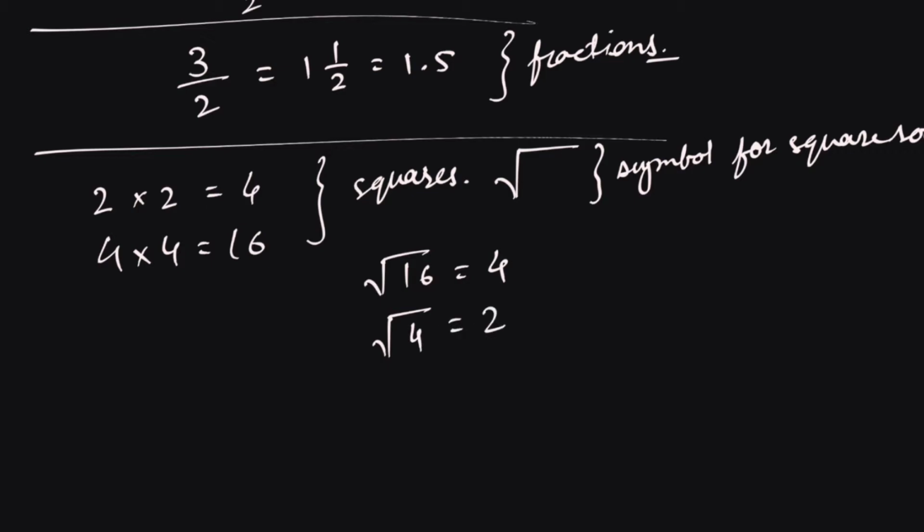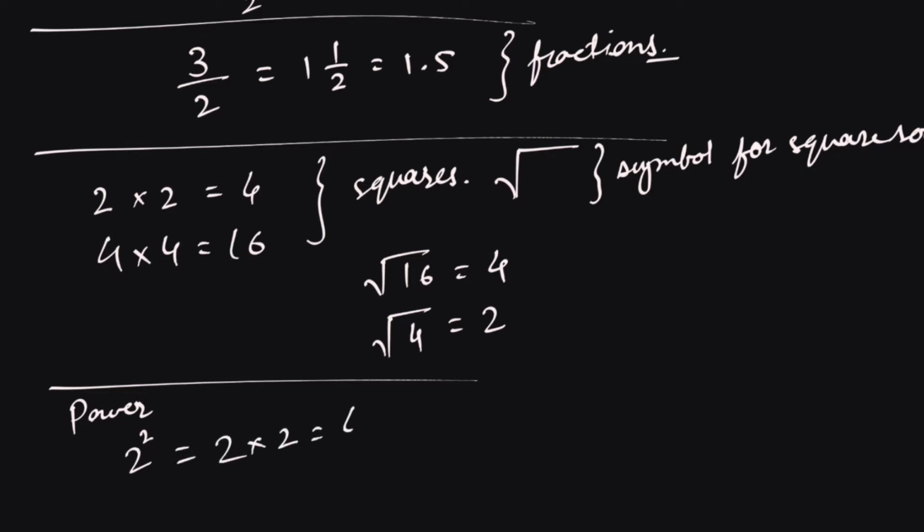You can also take powers of numbers. So 2 raised to 2, that means 2 into 2, that is 4. 10 raised to 4 will mean 10 into 10 into 10 into 10, that will be 10,000.